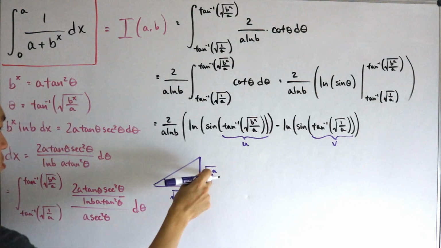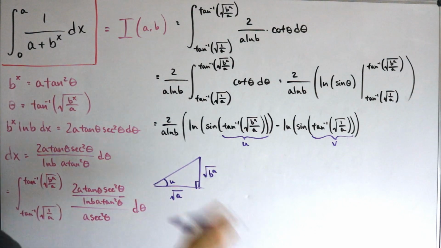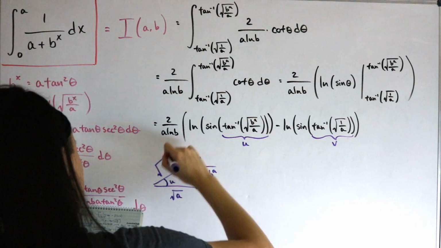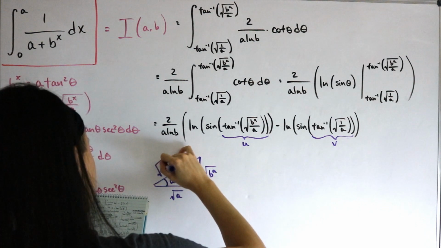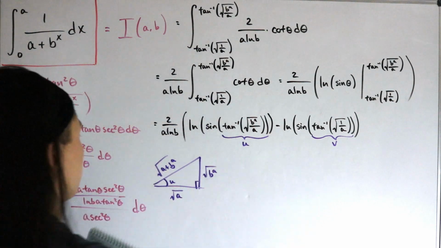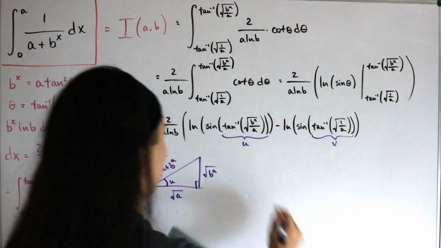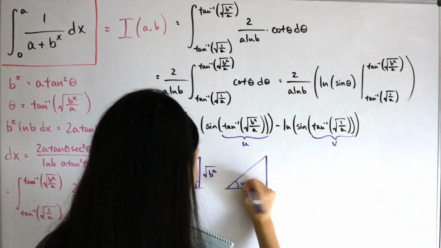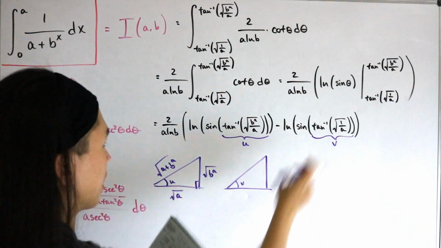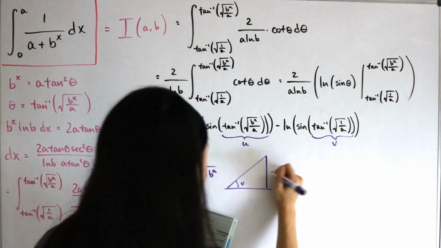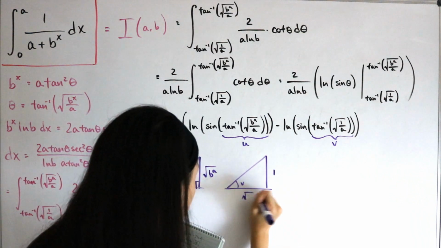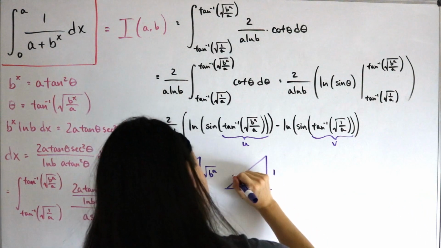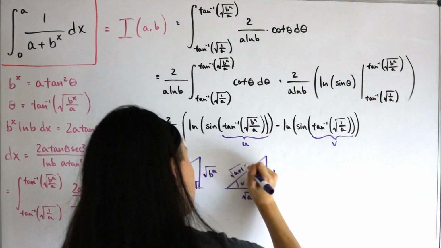Apply the Pythagorean theorem: square this plus square that equals hypotenuse squared. What you get for the hypotenuse is simply going to be a plus b to the power a. Okay, so now let's do the same thing for the variable v. Right here, v, apply the same rule, so I have 1 divided by a. In other words, the opposite is going to be 1, the square root of a is going to be the adjacent, and if you calculate the hypotenuse, it's going to be a plus 1.